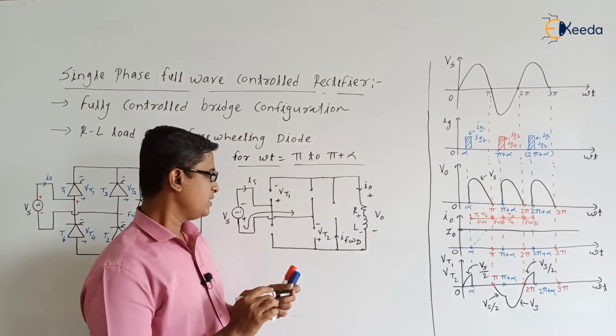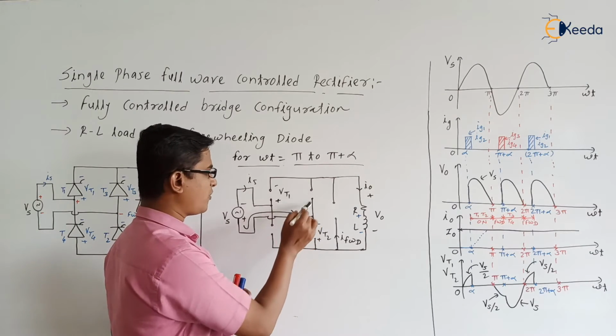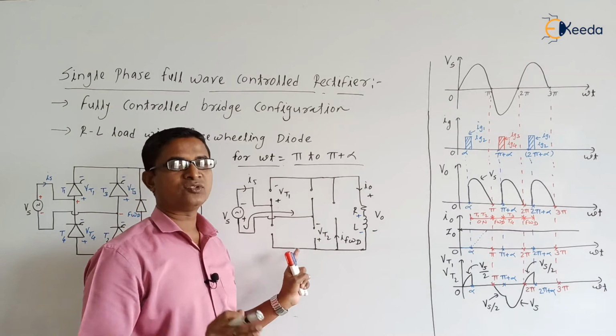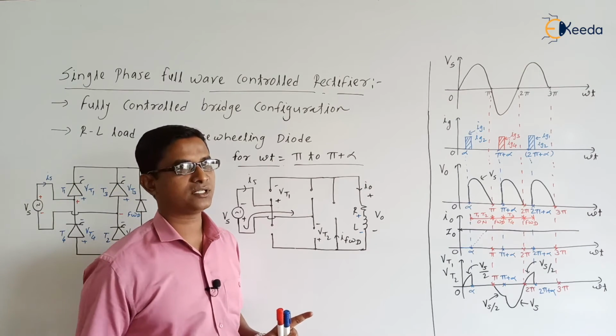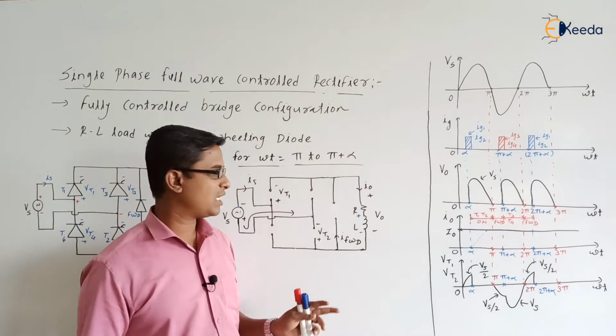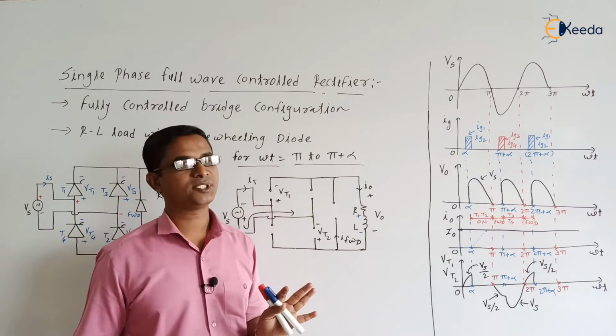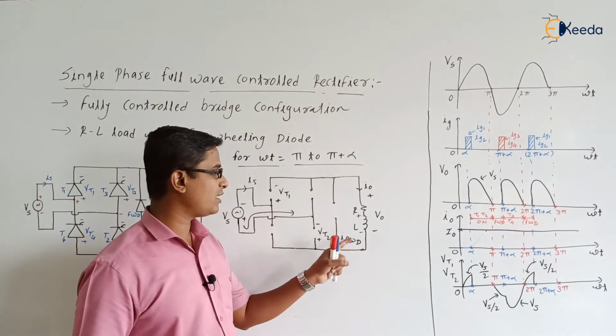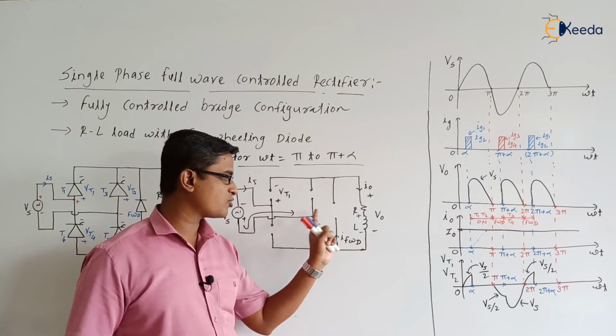But we have not yet applied the gate signal to T3, T4, so definitely those two thyristors will be in the off state. Also, thyristors T2 and T1 will not allow the reverse current. That's why these two thyristors will be in the off state only. So current is not flowing from source to load.